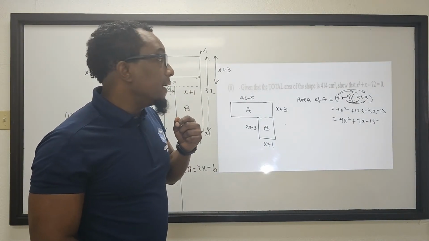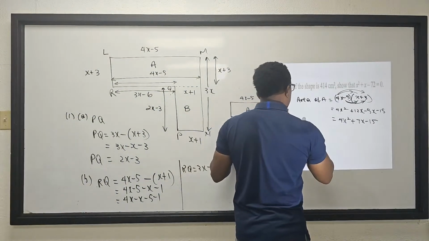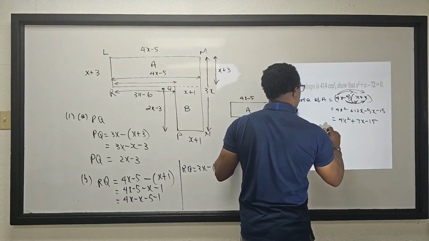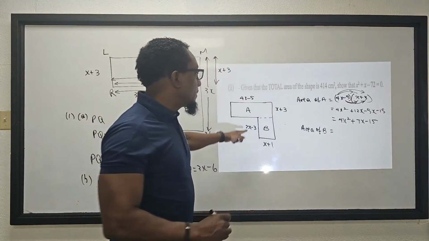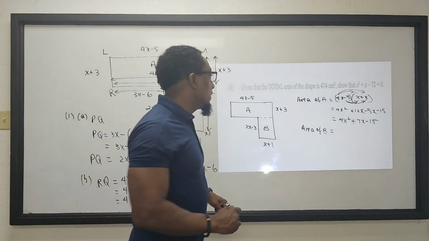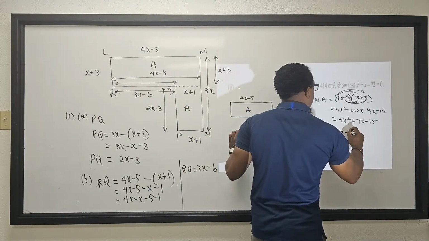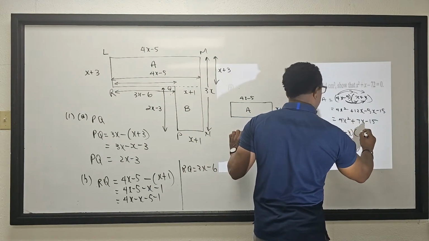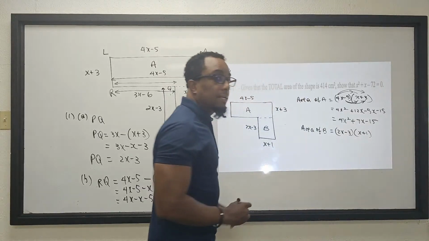Let us also find the area of B. So the area of B will be to multiply the length by the width. The length is 2x minus 3 by x plus 1. So I'm going to expand again.